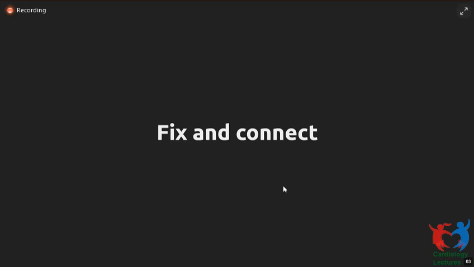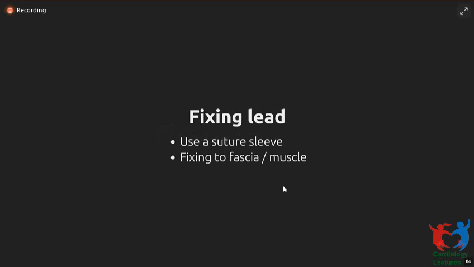Now, once the leads have been placed, you usually fix the leads and connect them to the device. Fixation of the lead is a very important thing that you have to learn to do properly and learn to do well. A lot of dislodgements happen to people in the early part of their careers.